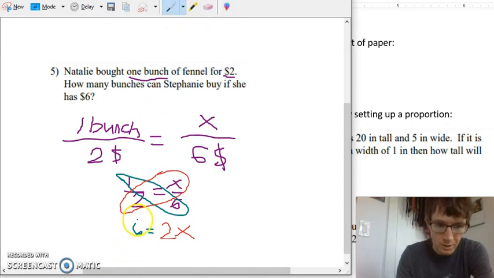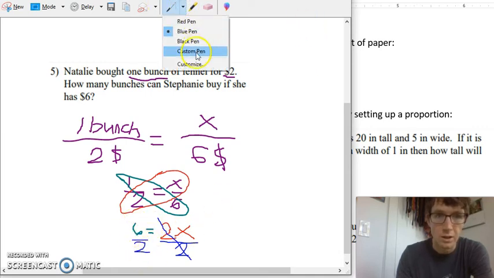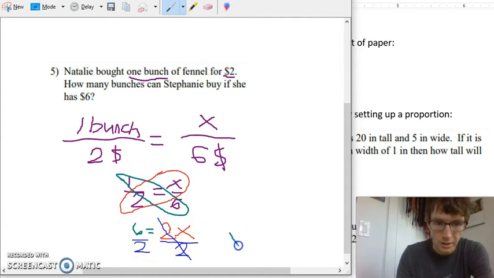See, last step, what we want to do is get the x by itself. We've got to get rid of this 2. It's 2 times x. What's the opposite of multiplication? That'd be division. So it cancels over here. 2 divided by 2 is 1. And what's 6 divided by 2? For that, you should get x is equal to 6 divided by 2, which would just be 3. So basically, Stephanie can buy 3 bunches of fennel.